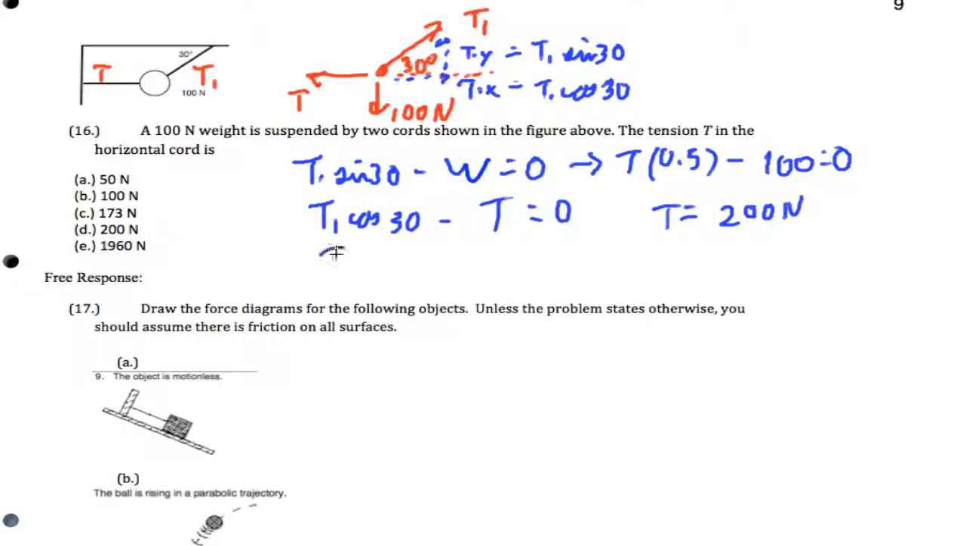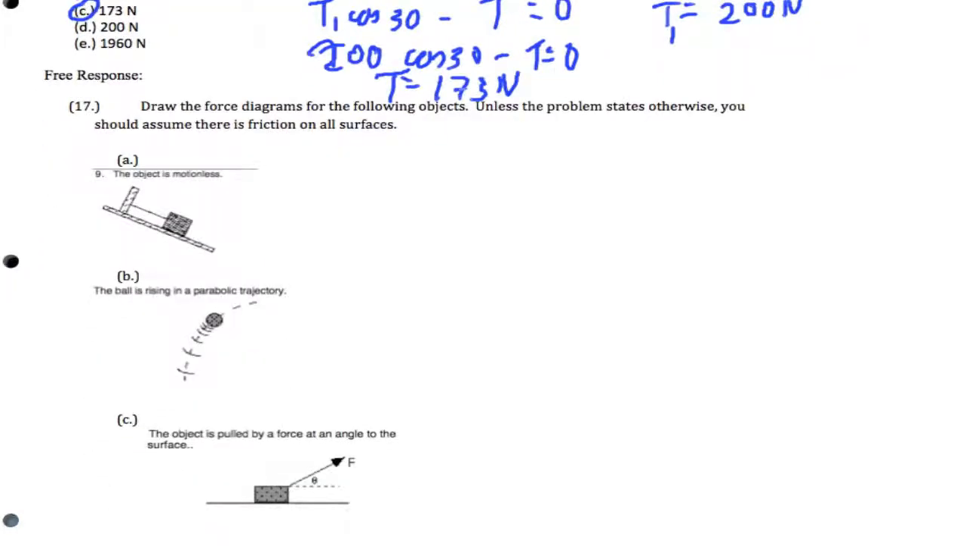Then we're going to have T1, that's the T1 that I've just solved for. Apologize for that. And then we're going to have T1, so 200 times the cosine of 30 minus T equals 0. So when we end up solving for T by doing this math, we're going to get T equals 173 newtons. Excellent. Now, on to a couple free response.